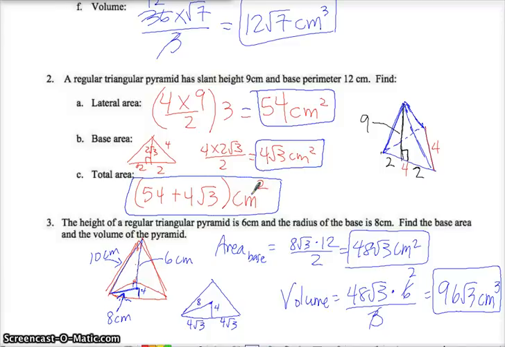So how do we get the lateral area? Well, they told us the slant height, which is 9. They told us the base, so base times height divided by 2, but then there's 3 of them, right? So base times height divided by 2, but there's 3 of them.